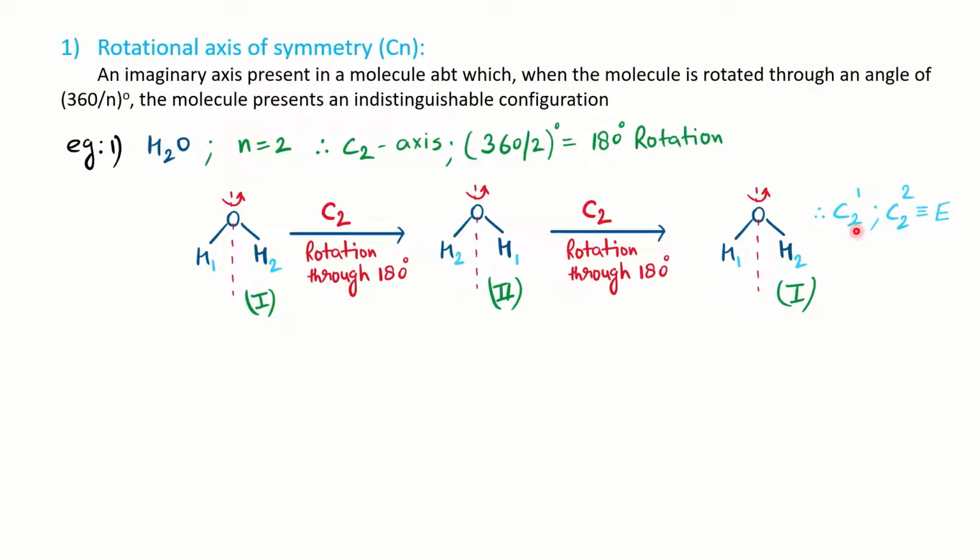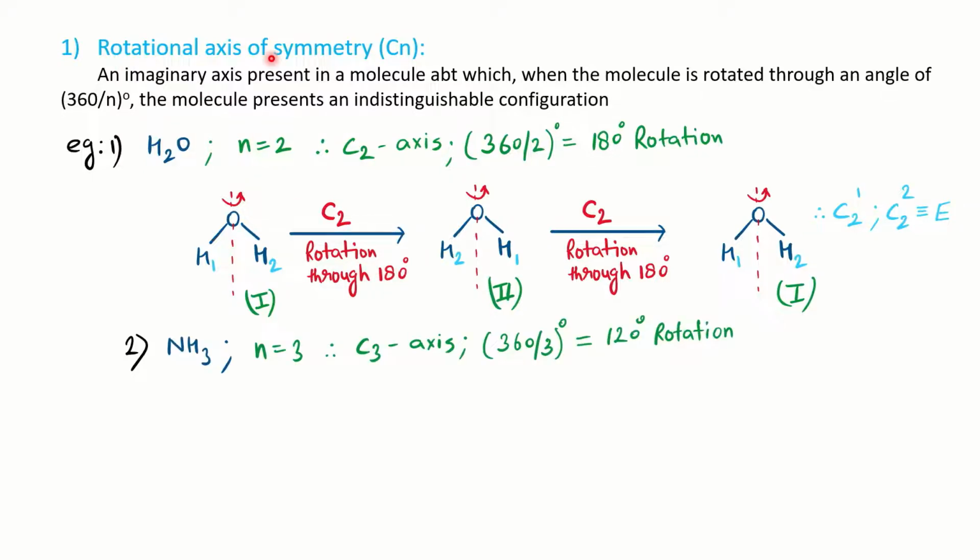So C2 is an axis of rotation. C2 one time, and we also represent it as C2 squared, because ultimately it has been rotated 2 times. C2 squared is nothing but equivalent to E, which is called the identity element. We will learn about it later in this video. So two operations are present in this molecule, E and C2. There are other symmetry operations also, we will see them later on.